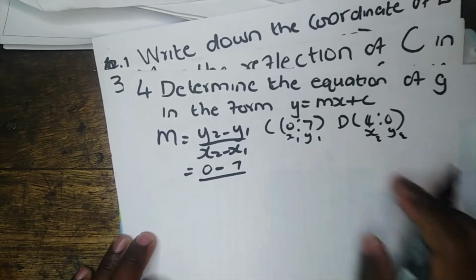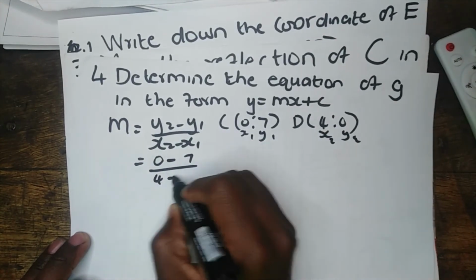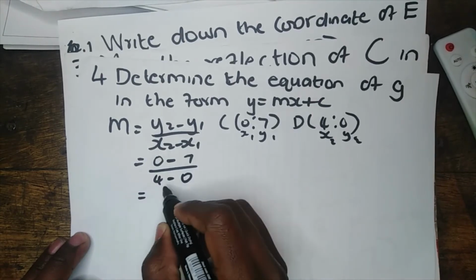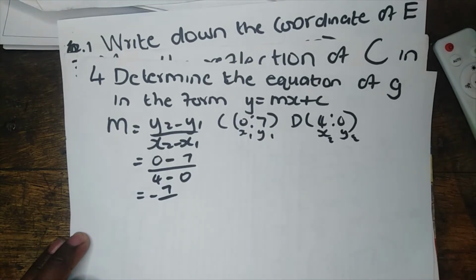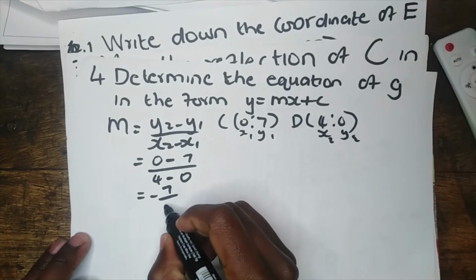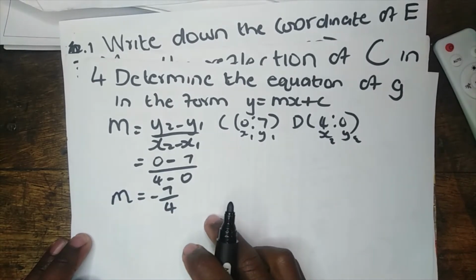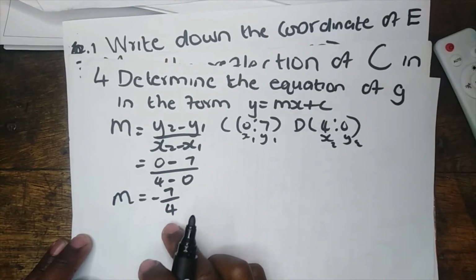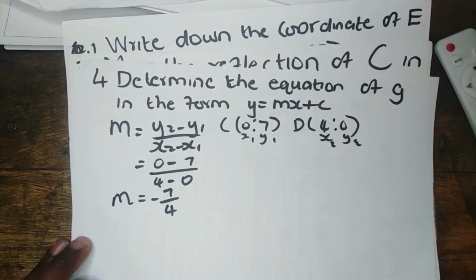our x2 here. That is our x2, which is 4, minus x1, which is 0. So our answer here is negative 7 over 4. So our gradient, our m actually here, is negative 7 over 4.